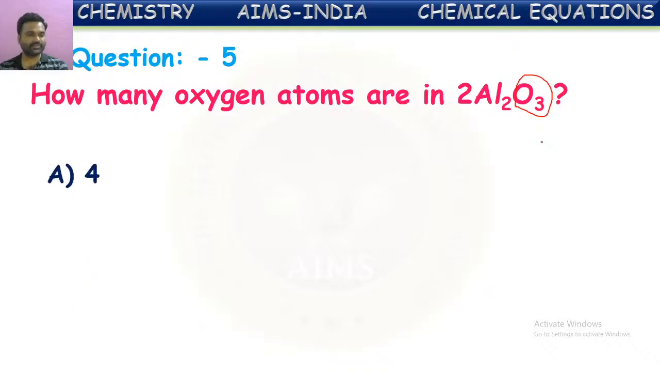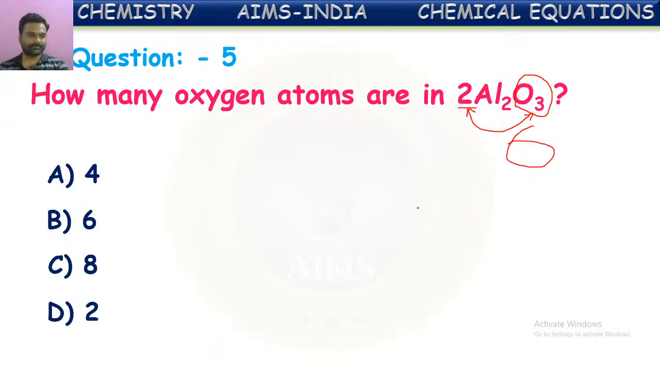Now let us see the options first. So if you see, in each molecule of aluminium oxide, there are 3 oxygen atoms. So these 3 should be multiplied with the coefficient in front of the molecular formula. If you multiply these two, we get 6. So the correct answer is, yeah, very good. Many of you have given the correct answer. It is 6. So in this way, we can discuss balancing of chemical equations.